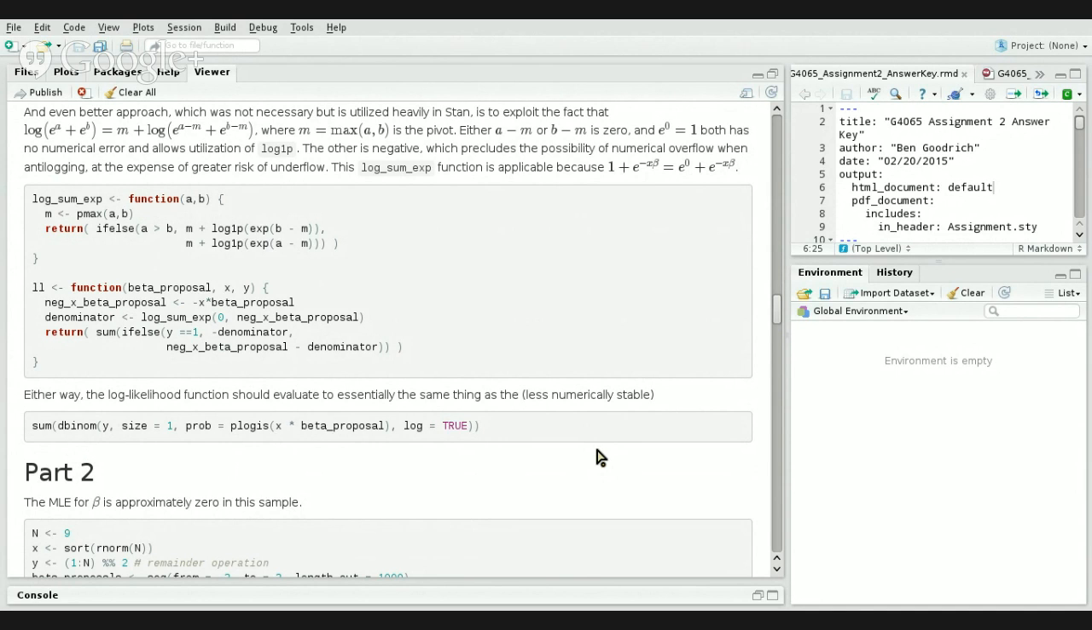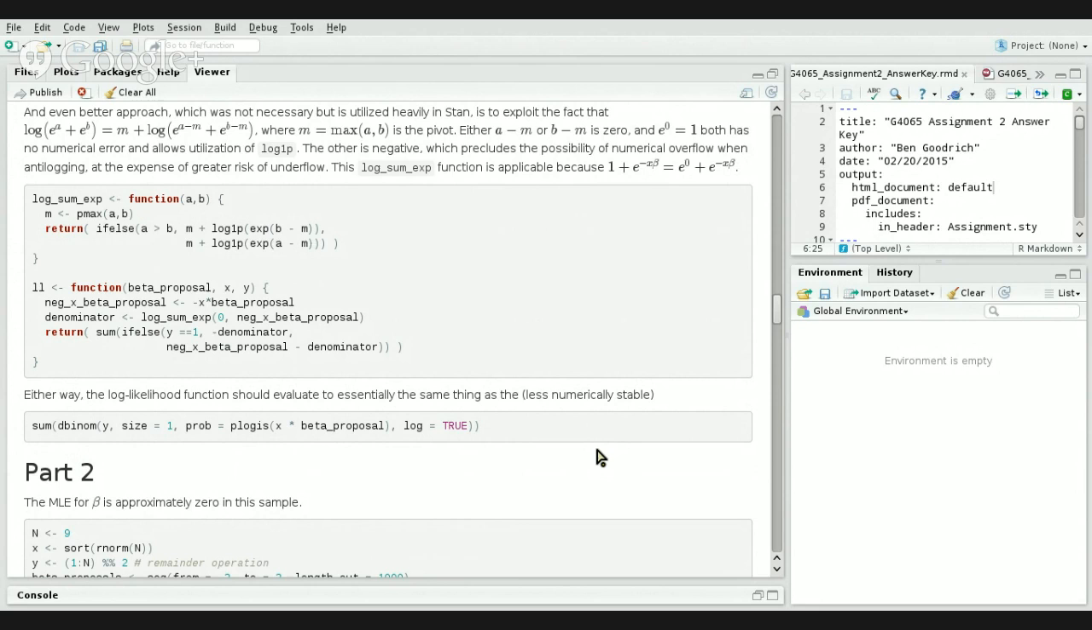And so basically it does a numerical pivoting strategy. Either a minus m or b minus m is going to be 0, and e to the 0 is 1, so there's no numerical error there. And also, because you have a 1, you can use the log1p function again, which is going to be more numerically accurate for small values that are added onto it.